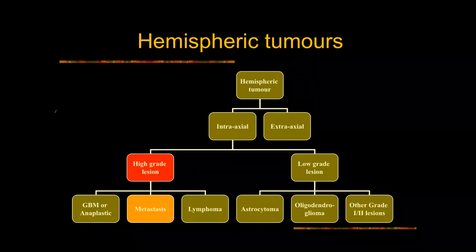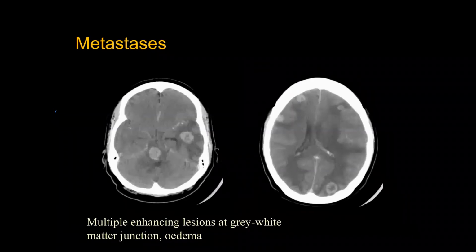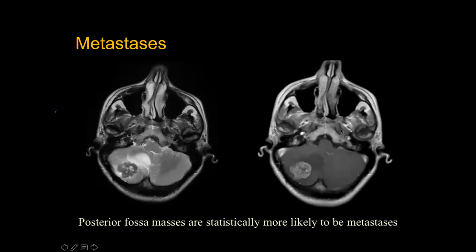Okay, metastases. Metastases come from outside the CNS. You can have multiple lesions, but not all multiple lesions are metastases. Metastases tend to seed at the gray-white matter junction, very similar to abscesses, disseminated via the blood flow, the circulation. So if you have multiple lesions at the gray-white matter junction with surrounding edema, you're home and dry. Most of the time, these are metastases.